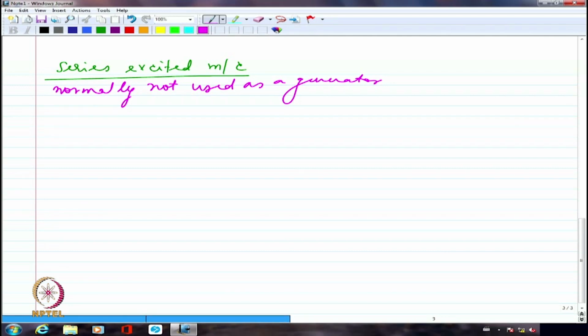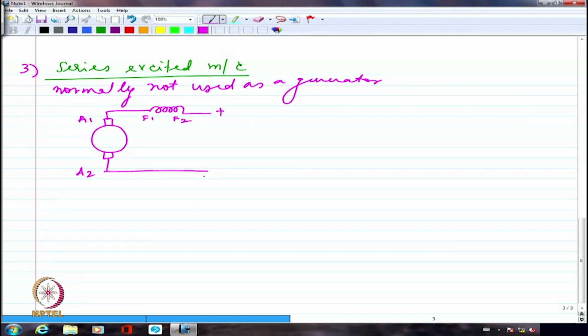So in the series machine, as the name indicates, I am going to have this as the armature. Let me again mention this as A1, A2, and I am going to have the field, which is F1, F2. If it is a motor, I am going to connect a common DC supply here, which is applied to both the field and armature together.